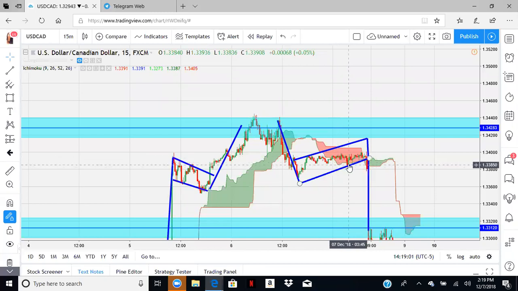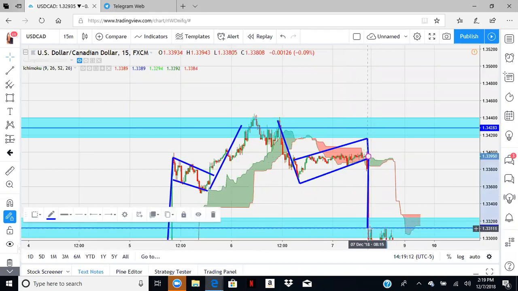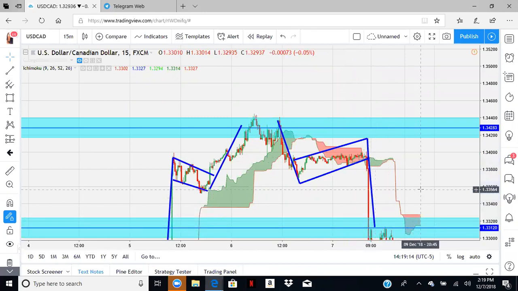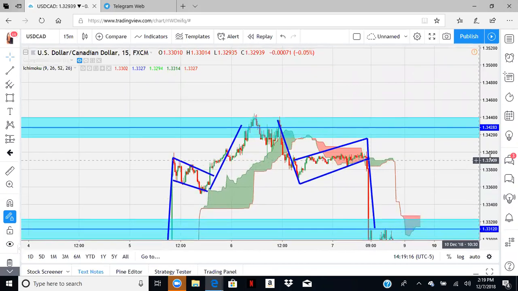So a lot of you might have entered right here when this red candle closed under the red cloud, this one right here. That would have been a perfect entry for you guys. Entering anywhere right here for this drop, you guys would have had a perfect entry. So I say red candle, red cloud, sell.